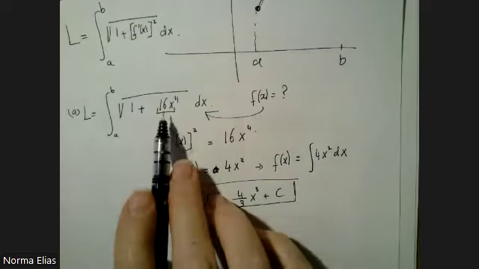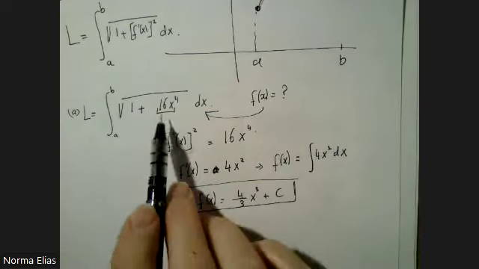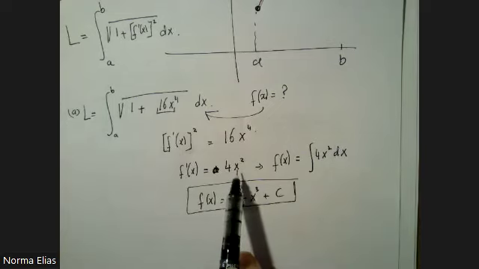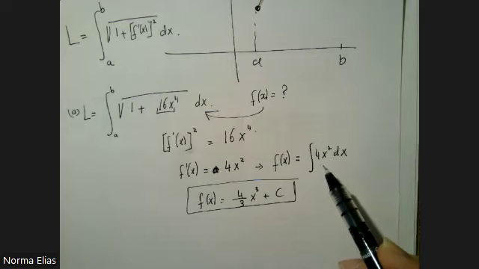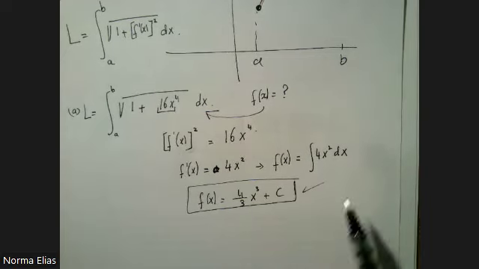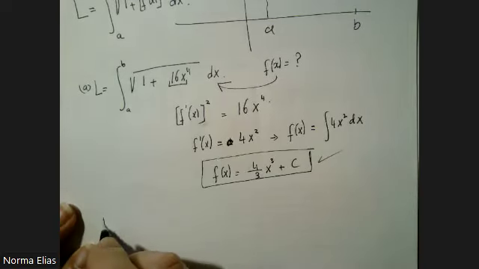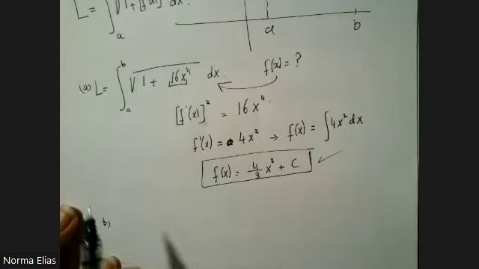So they gave you the derivative, and the question is what is the function. The derivative squared is 16x^4, so f prime is 4x squared, but I want f. It means I need the antiderivative, which is 4/3 x cubed. That was just making you think a little bit backward. So B is the same question.